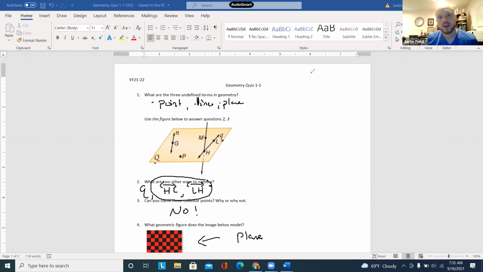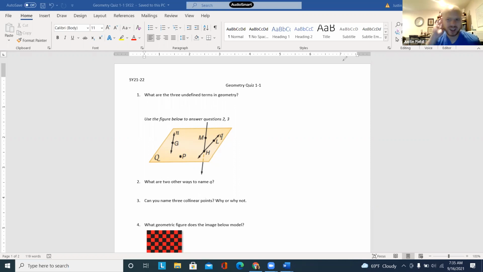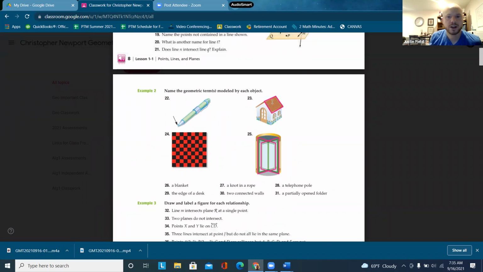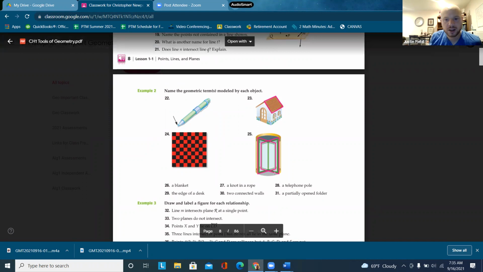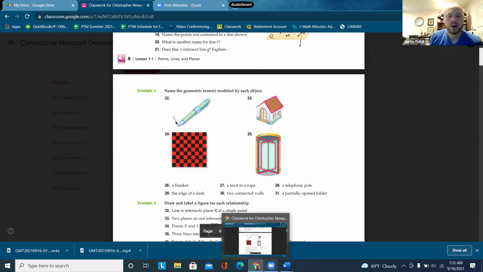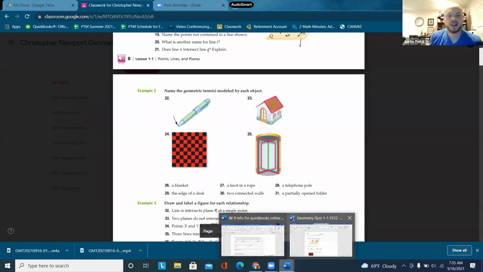And if you look at the section in the text, if you're like, I don't know, what are we talking about? Remember that it came from the text. So it's right there. Name the geometric terms modeled. So that's a point, plane, and then I think these are lines or something. All right, moving along.